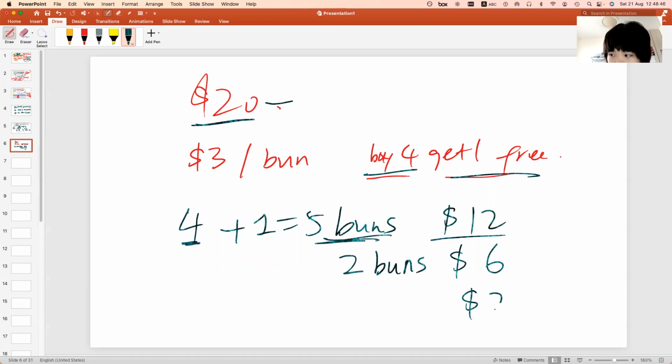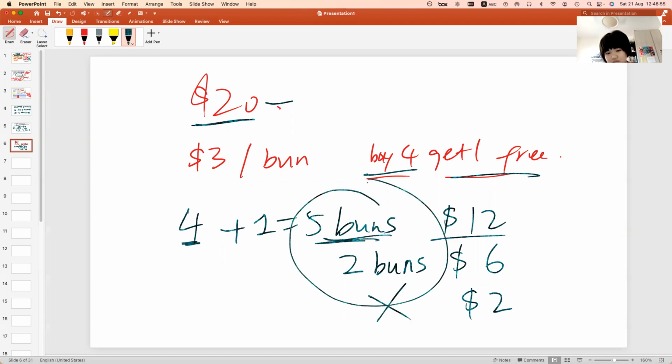And then you still have $2 left. So can your $2 buy 1 more bun? The answer is no, you cannot buy any more bun. So basically the total number of buns you can buy is 7.